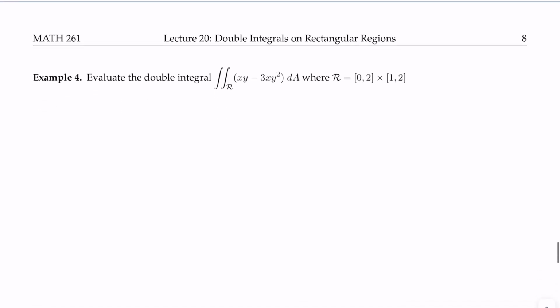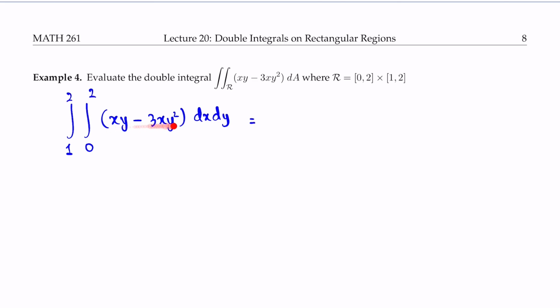We're going to move on to the next example. In this example, you also want to evaluate the double integral of xy minus 3xy squared over the rectangular region of x between 0 and 2 and y between 1 and 2. So here I'm going to evaluate the double integral with respect to x first. So the setup is the double integral of (xy minus 3x times y squared) dx dy for x running from 0 to 2 and y going from 1 to 2.